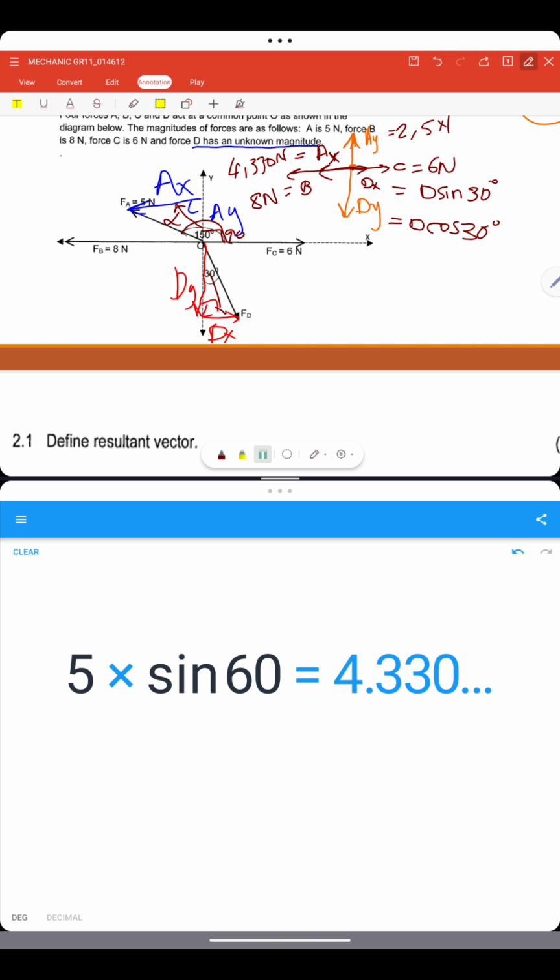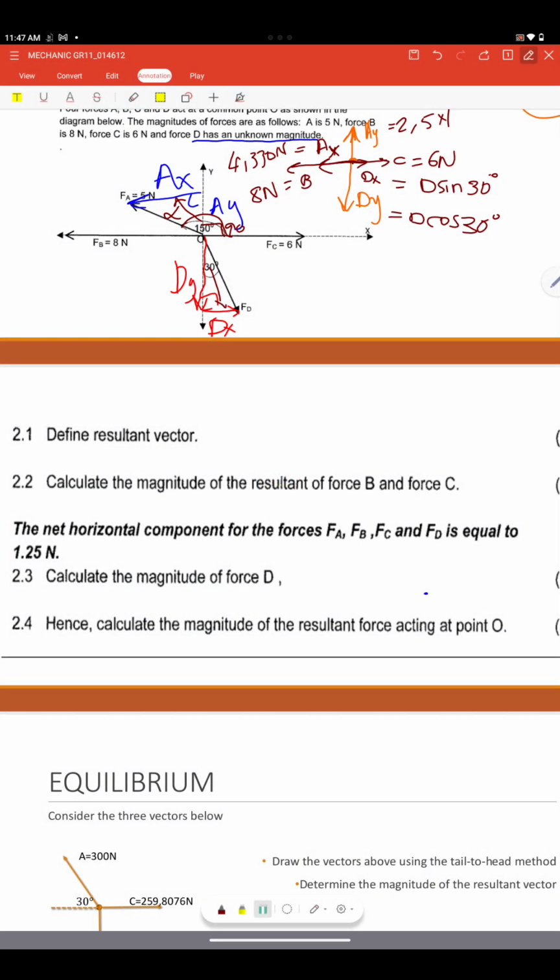If we look at the questions, the first one says define resultant. If we define a resultant, this is a vector sum of two or more vectors acting together. According to the examination guideline of grade 11 2015, you can define the resultant vector as a single vector that has the same effect as two or more vectors combined.